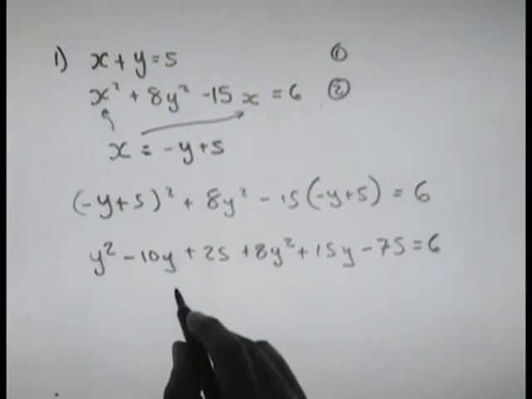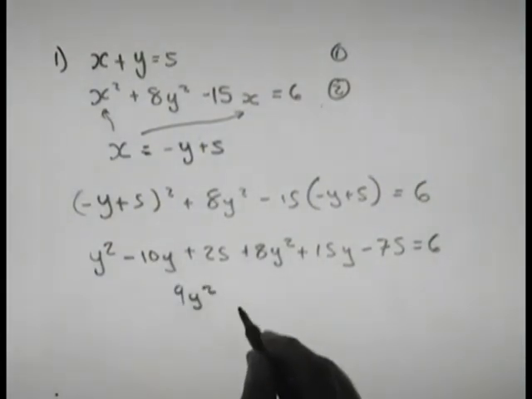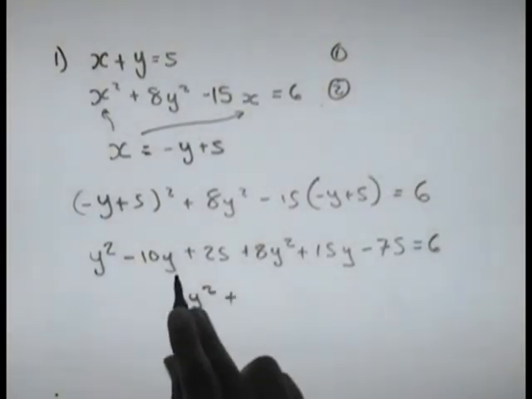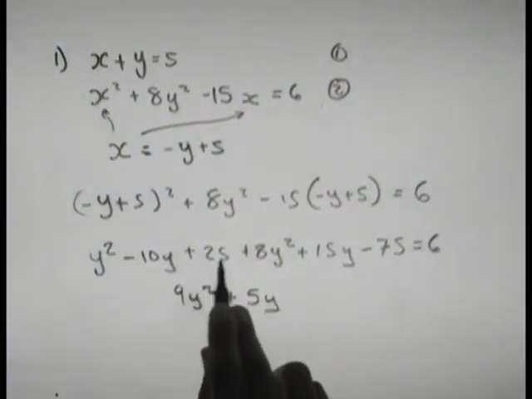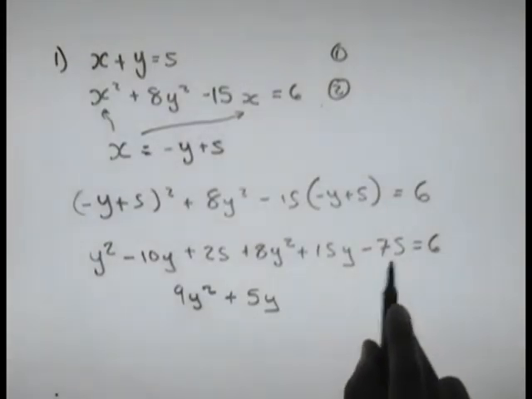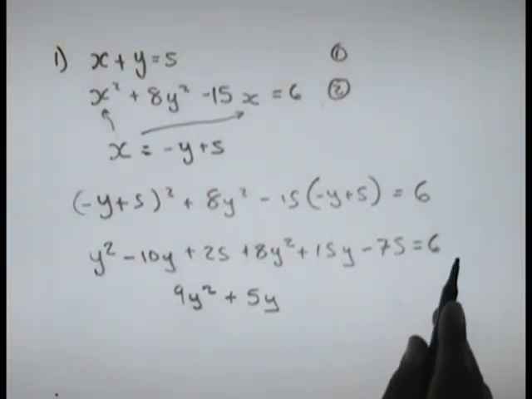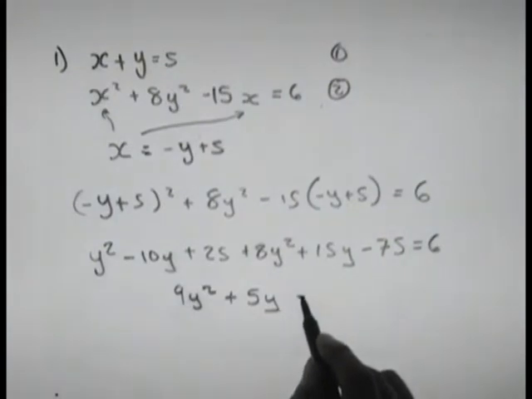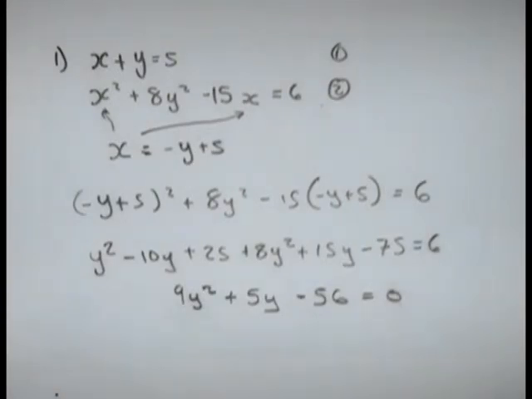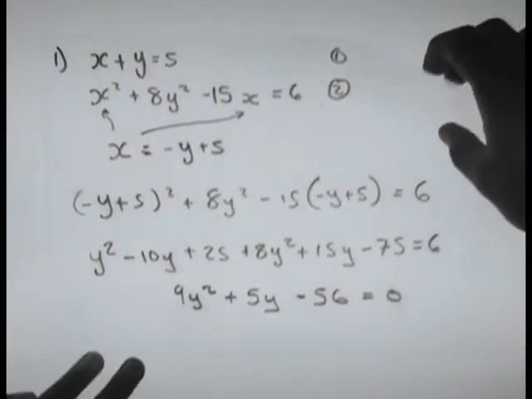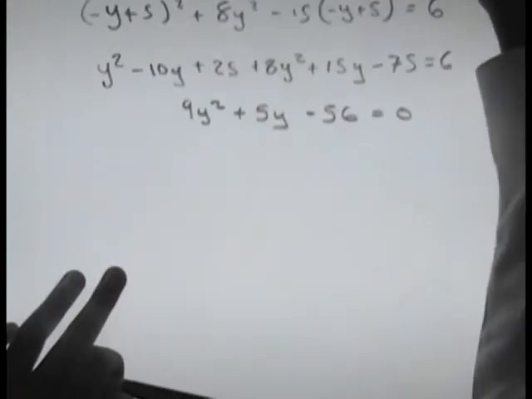y squared plus 8y squared is 9y squared, minus 10y plus 15y is plus 5y, plus 25 minus 75 minus 6 is going to give me minus 56, which is equal to 0. Now this question unfortunately cannot be factorized, hence we are going to have to use the quadratic formula.